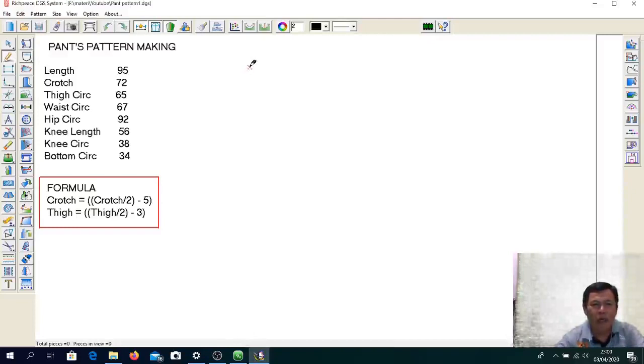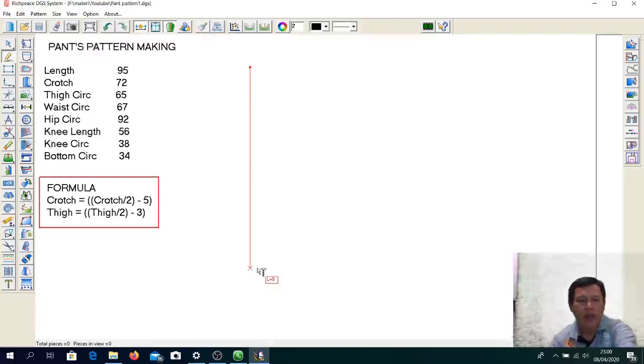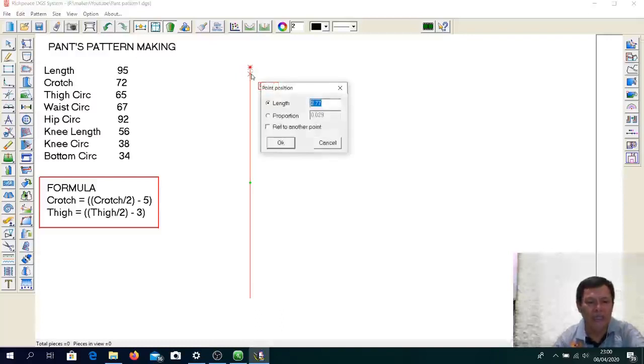First we use the length of the pants. The length of the pants is 95, so I will type 95. So this is 95, and we usually also have a waistband of about 3 cm. So we will take 3 cm first.